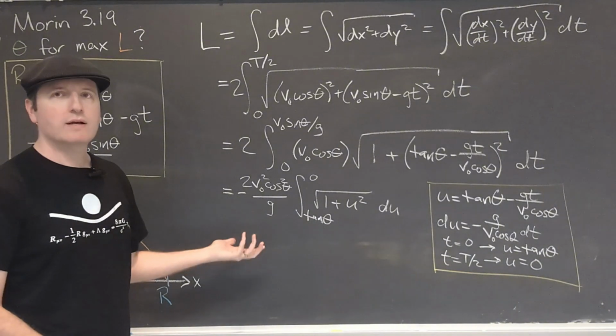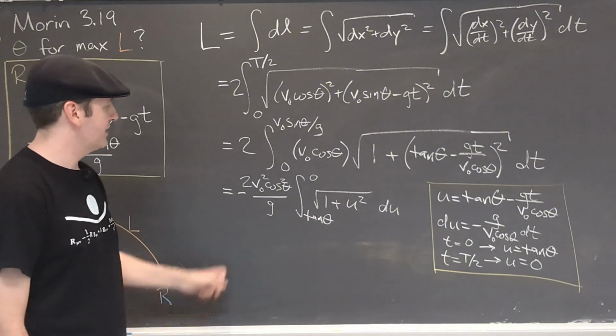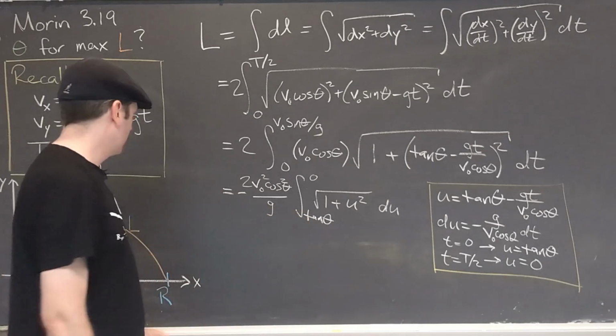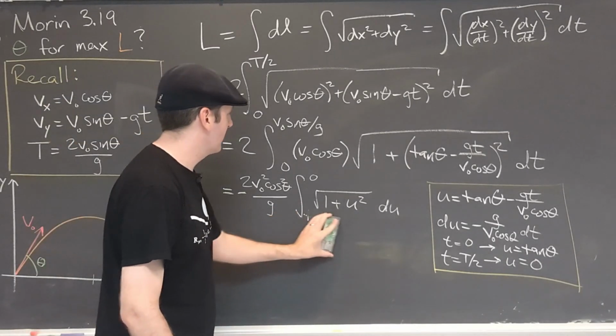Notice we can make one quick additional substitution or simplification. I'll use the negative sign here to replace my bounds of integration with a flip.